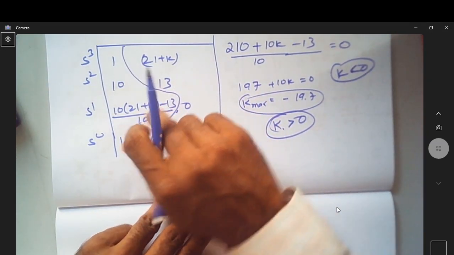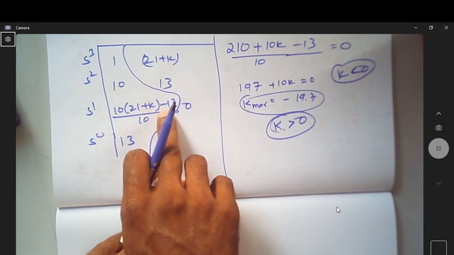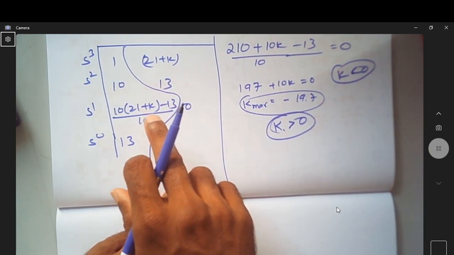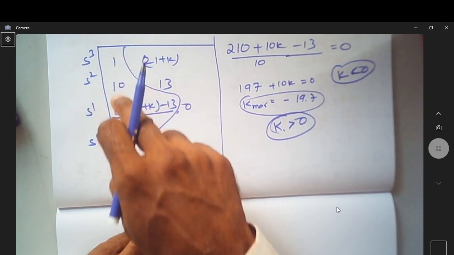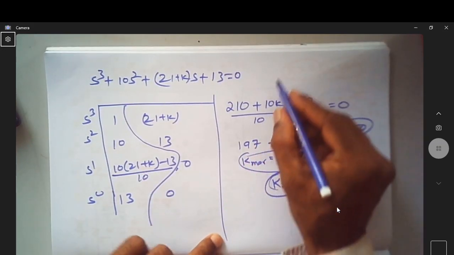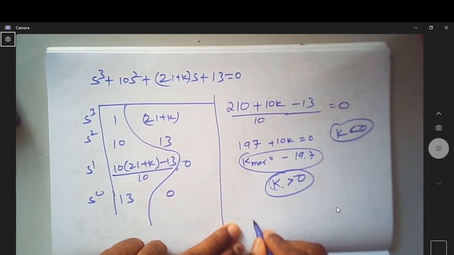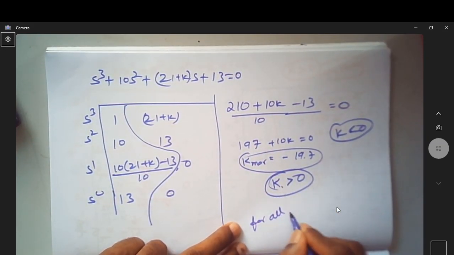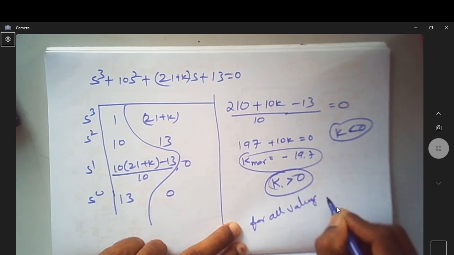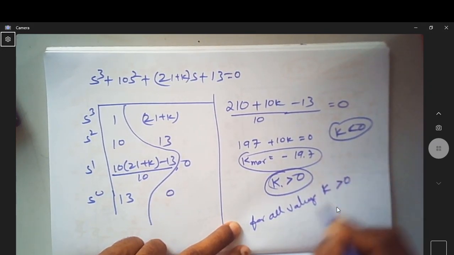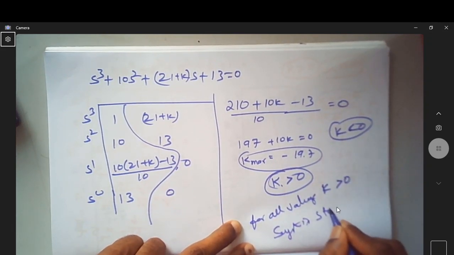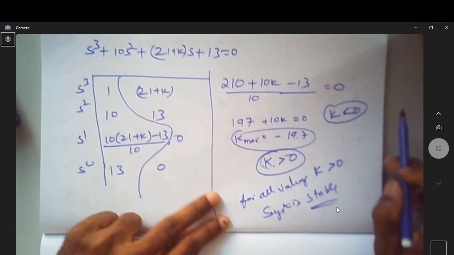Even if you make k equal to 0, can you see it is 210 minus 13. So is the system stable? Because you have positive, positive, positive, positive. So this is a stable system. For all values of k greater than 0, the system is stable.